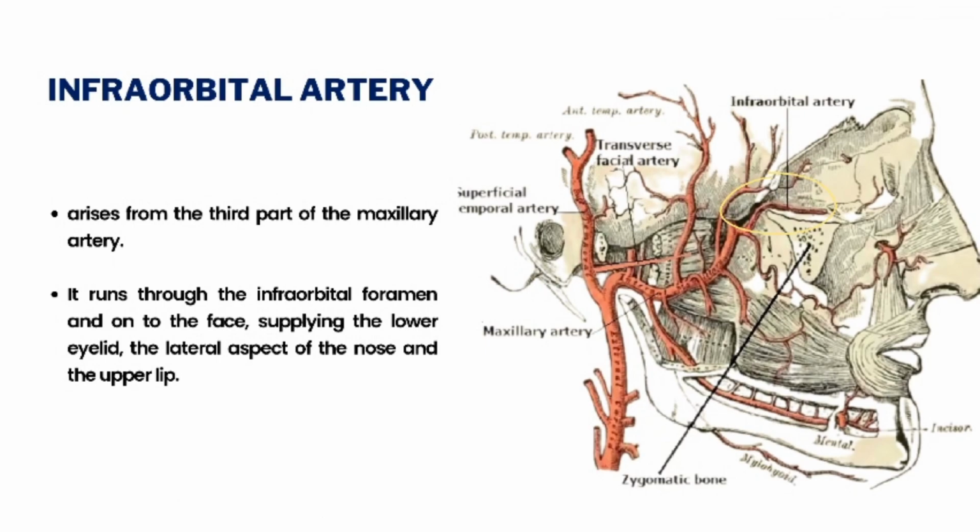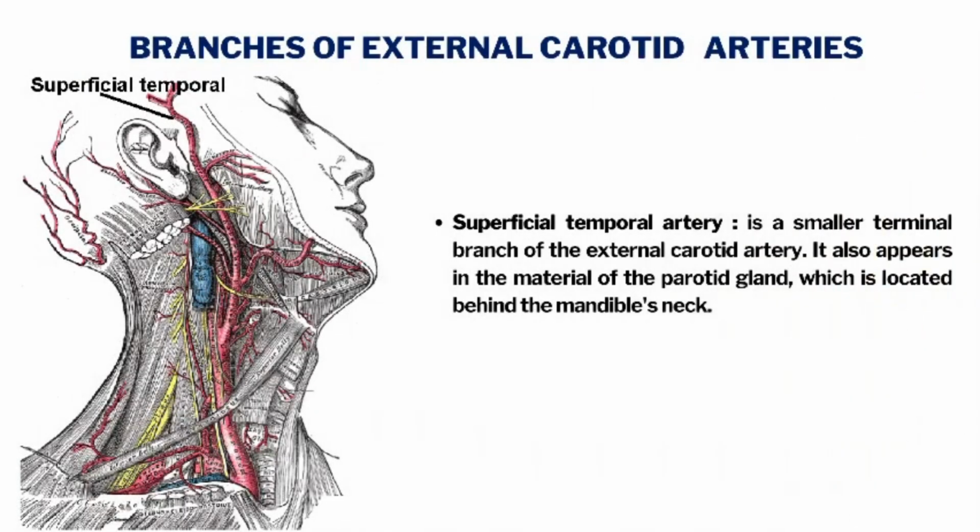The infraorbital artery. It arises from the third part of the maxillary artery. It runs through the infraorbital foramen and on the face, supplying the lower eyelid, the lateral aspect of the nose, and the upper lip. The last branch of the external carotid artery is the superficial temporal artery.